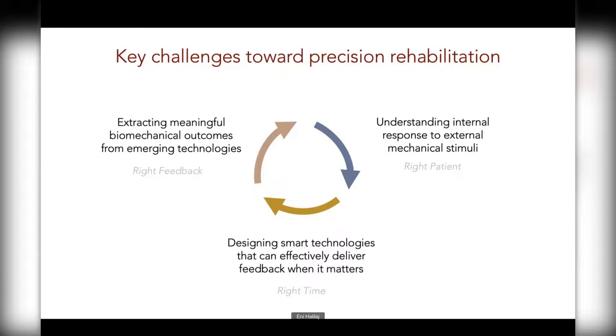This involves questions around sensing, haptics, behavior change, and how to incorporate those components with knowledge of internal tissue response to external stimuli. So my research at Carnegie Mellon focuses around these three challenges. And today I wanted to briefly share some highlights from our work in the first area: motion tracking with videos and IMUs, and how we're trying to extract meaningful biomechanical outcomes from these technologies.